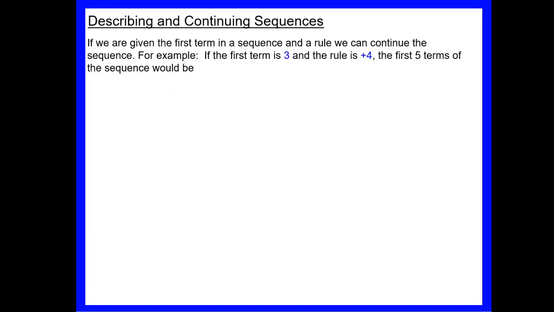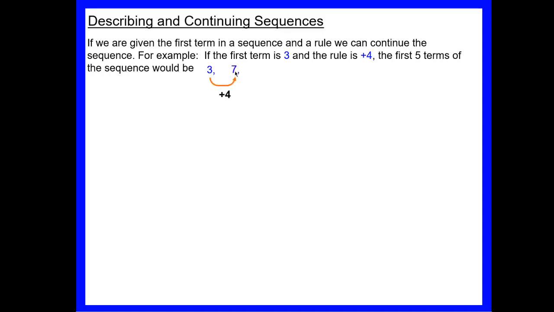Let's see then if we can describe and continue a sequence. If we're given the first term of a sequence and a rule, we can continue that sequence. So if I were given the first term of 3 and told the rule is to add 4, the first 5 terms would be 3. Our first term we were told was 3. To get the next one, I follow the rule. So I add 4 to my 3 and I get 7.